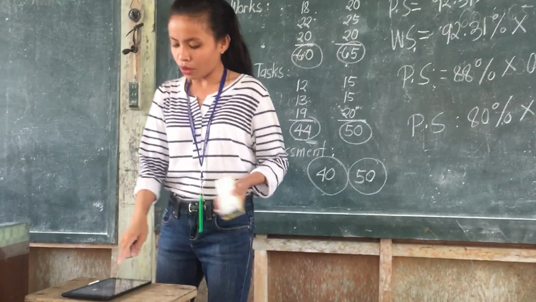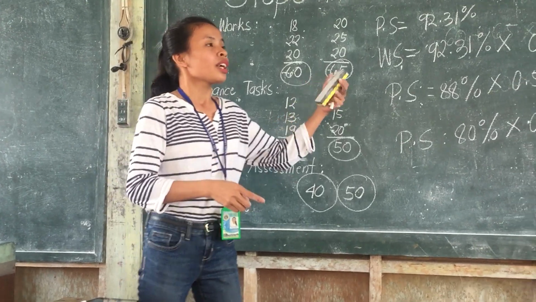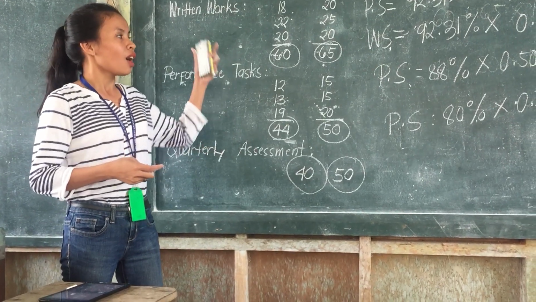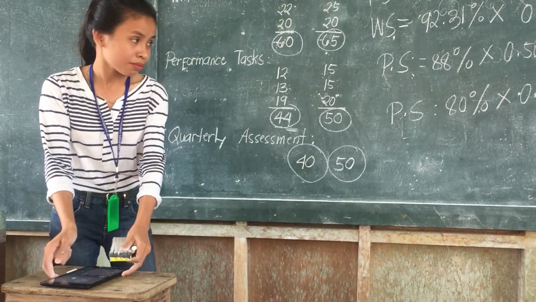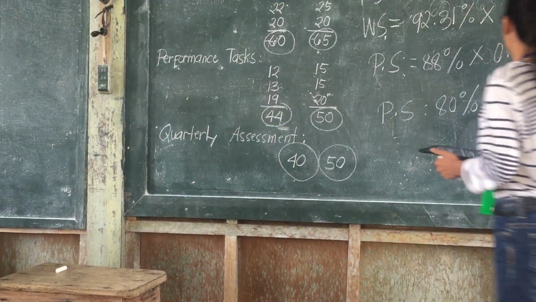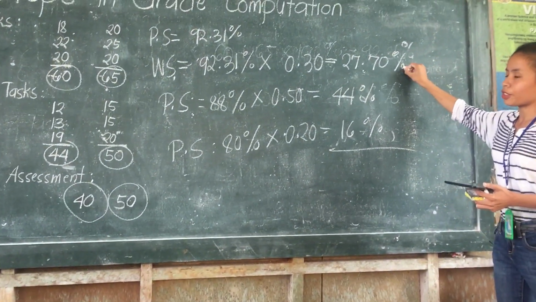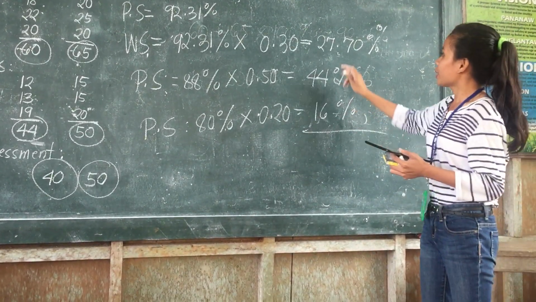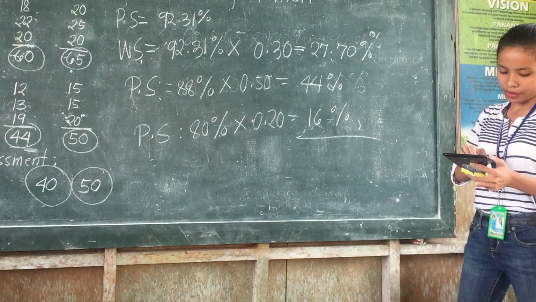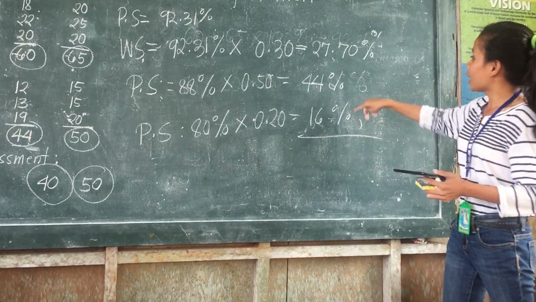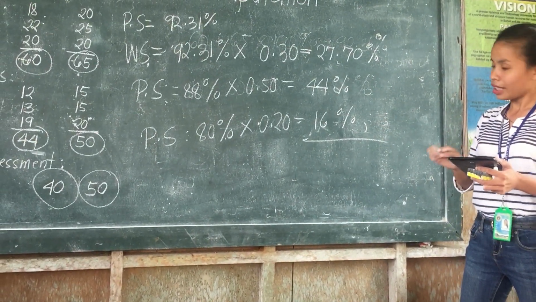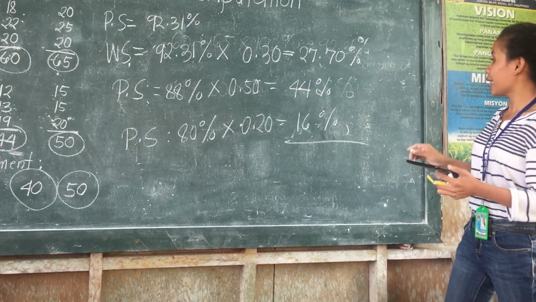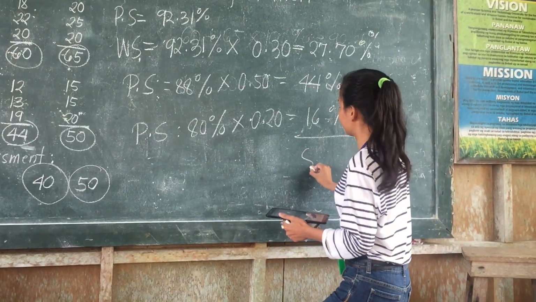So the fourth step will be getting the initial grade. We will get the initial grade by adding all the weighted scores for each component. So let's add the scores for written works, performance tasks, and quarterly assessment. So let's start. 27.70% plus 44% plus 16% equals 87.7%.